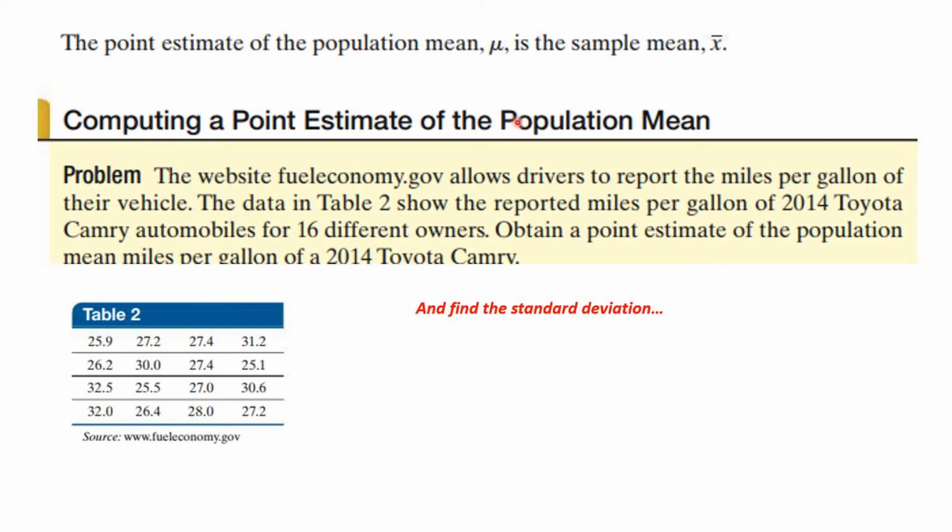Now, the point estimate of the population mean, mu, as before, was a sample mean, and this is x bar. And here is a problem I would like for you to do. Here are the fuel economies of a sample, and you want to find x bar, which is going to be the point estimate, and also find the sample standard deviation for this. You know what to do. Let's see how you did.